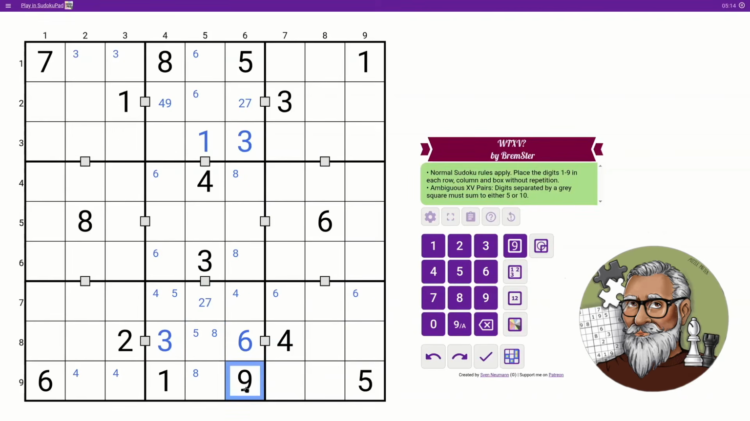9 can't be very interesting since we only have one. Nice. So what's going to happen here? Well, I guess we're going to have to look at those ambiguous XV squares and see if we can narrow them down a bit, right?